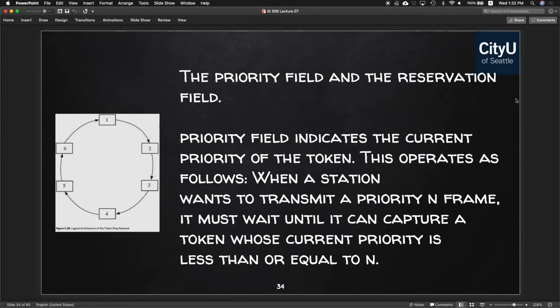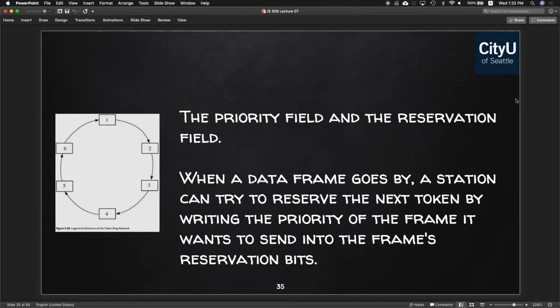This operates as follows. When a station wants to transmit a priority frame, it must wait until it can capture a token whose current priority is less than or equal to 10. That's basically the priority standards that they use. Another thing is the reservation field. When a data frame goes by, a station can try to reserve the next token by writing the priority of the frame it wants into the frame's reservation bits. A station is basically your node or computer. With the frame's reservation bits, you also manipulate the frame so that it would know the priority for that one.